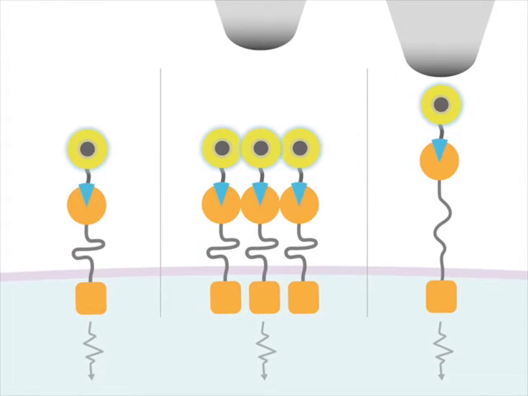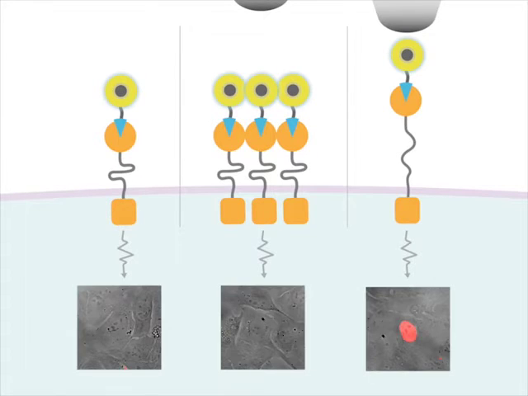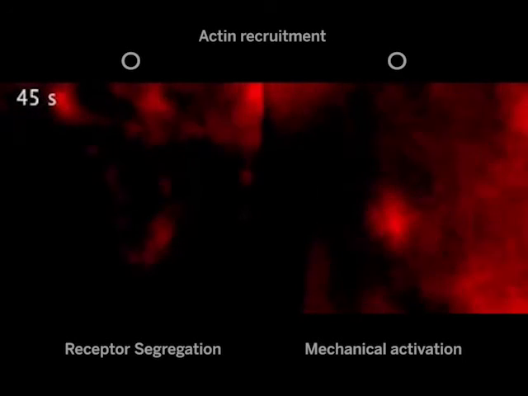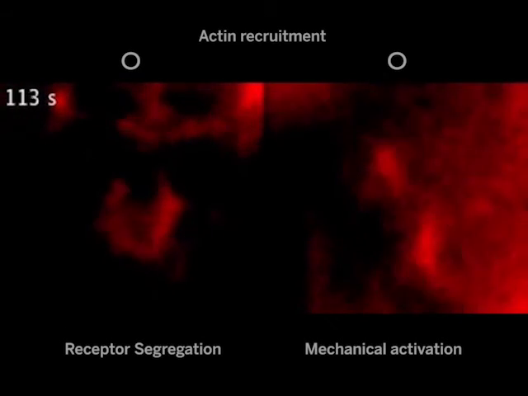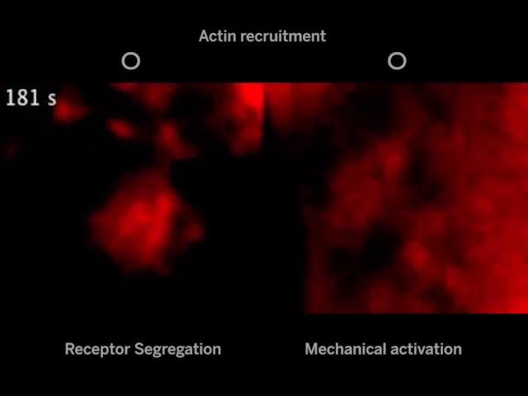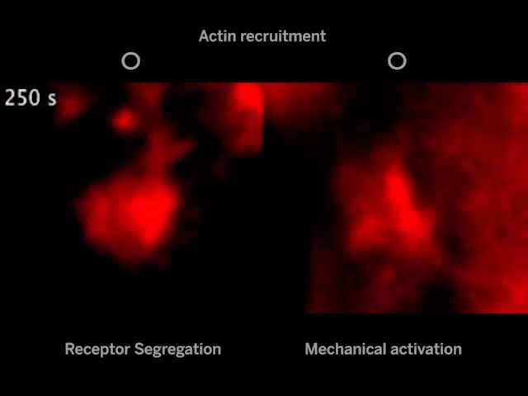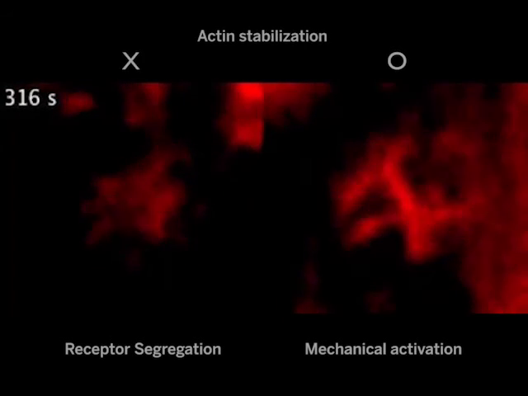Using this mechanogenetic toolkit, we tested each of these interactions in Notch signaling and found that only force was required to activate Notch signaling. Additionally, we imaged actin recruitment to E-cadherin clusters and found that while clustering recruited actin, force was required for filament stabilization.